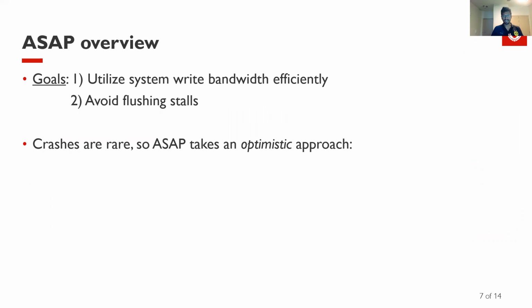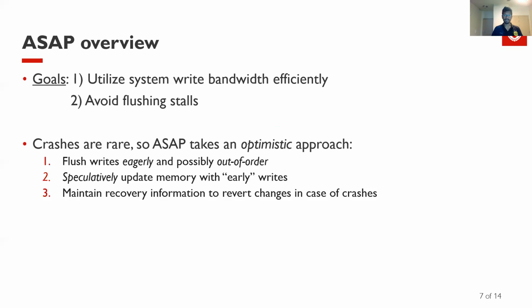We propose ASAP, a buffered persistency design that overcomes the mentioned limitations. Crashes are rare compared to the frequency of ordering events, so ASAP takes an optimistic approach to flushing. Writes are flushed eagerly, which are then used to update memory speculatively. ASAP saves enough information to correct memory in case of failures.